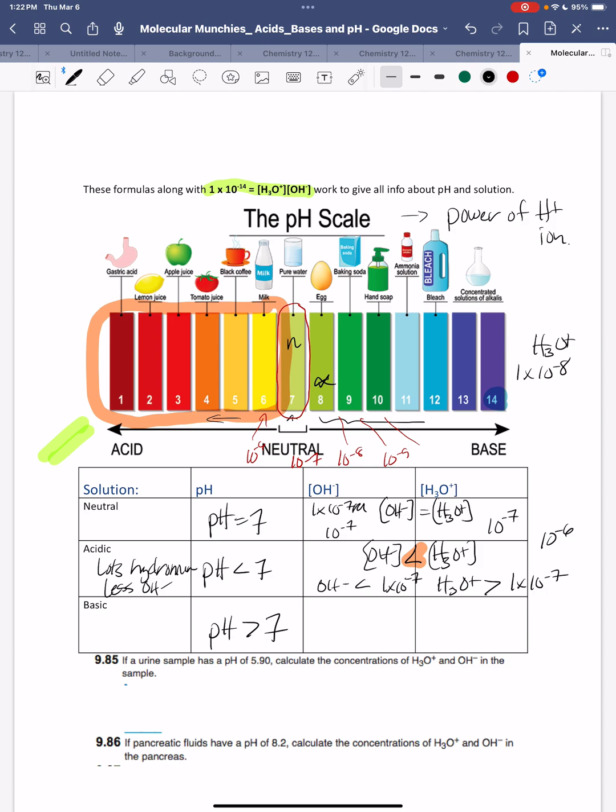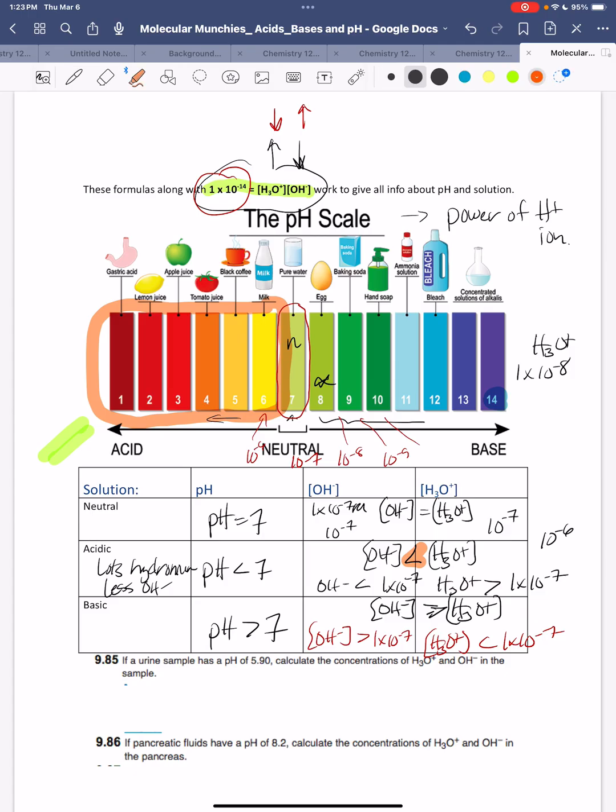So basically, when we have a basic solution, I always kind of laugh at myself for using that word a lot when I'm talking about acids and bases. So what we have here is the H3O plus concentration is less than the OH minus. So in that relationship of these guys right here, if the H3O goes up, the OH minus has to go down. And then the opposite's true. If this goes up, then this has to go down because this value is constant. So they are inversely related. Okay, so basically the OH minus concentration is larger than 1 times 10 to the negative 7th, and the H3O plus concentration is less than 1 times 10 to the negative 7th.